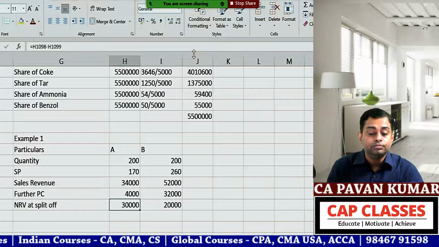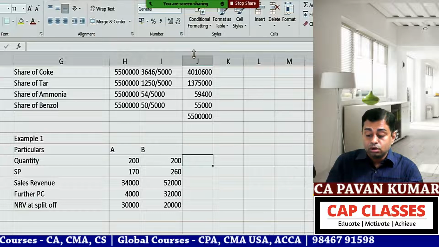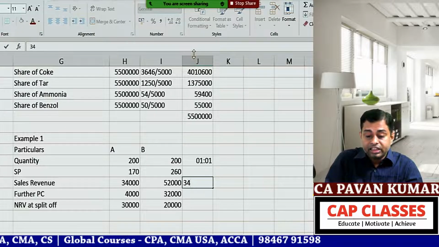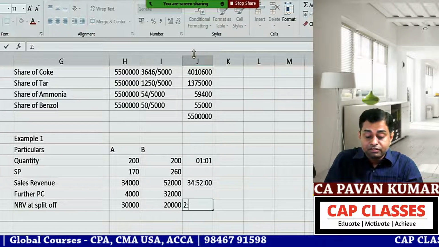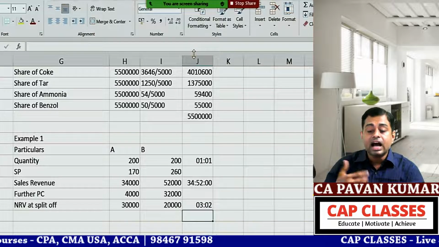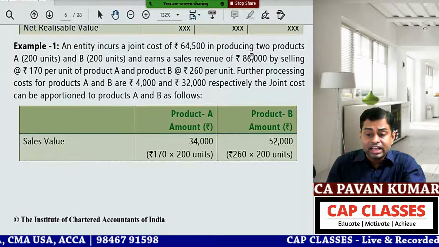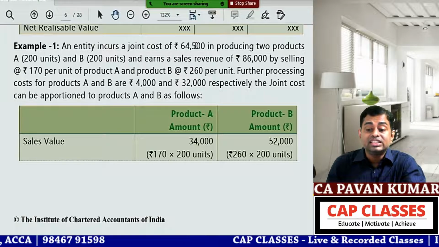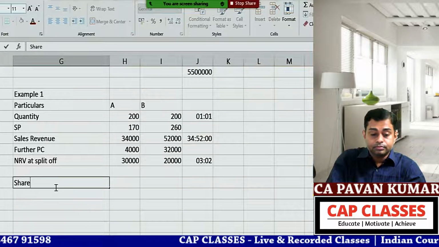So can I say 3:2? If you apportion by quantity, the ratio will be 1:1. If you apportion by sales revenue, the ratio will be 34:52. If you consider net realizable value, it will be 3:2. Because they asked you to do it at split off point, we have to do it like this. Did they give any joint cost? What is the joint cost? 64,500.